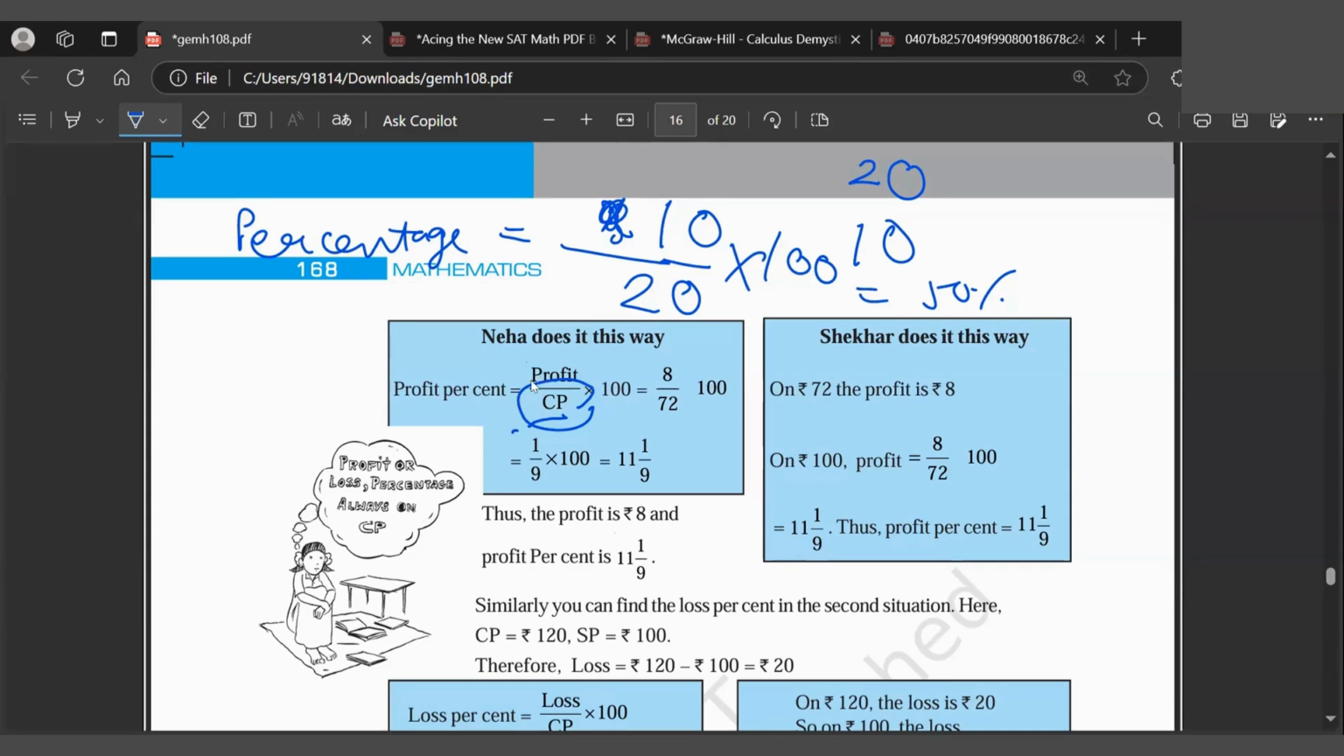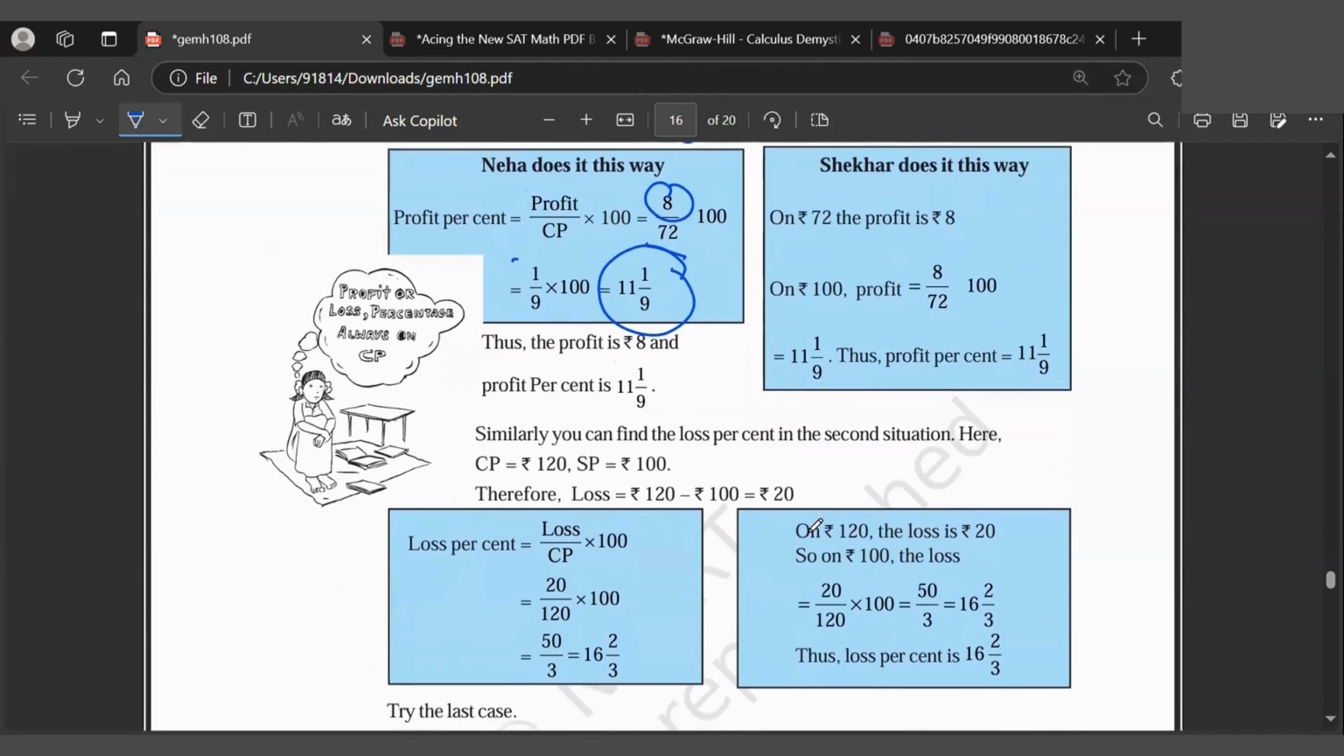So how do we find profit percentage? Profit upon cost price into 100. In the above example, the profit is 8 and the cost price is 72, so into 100, we'll get 11.11 percent basically. This example is over.